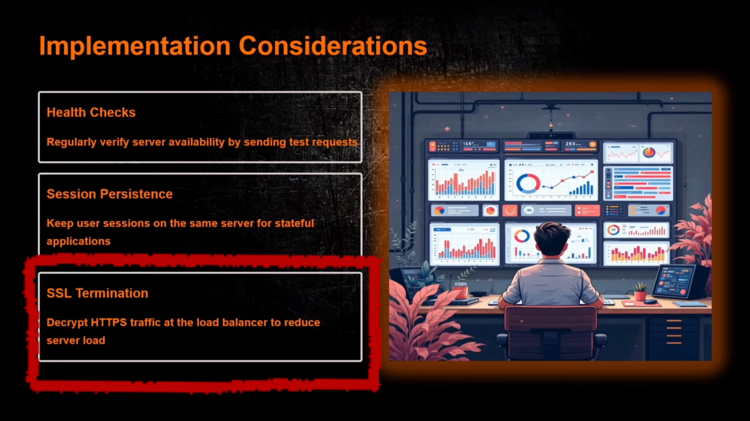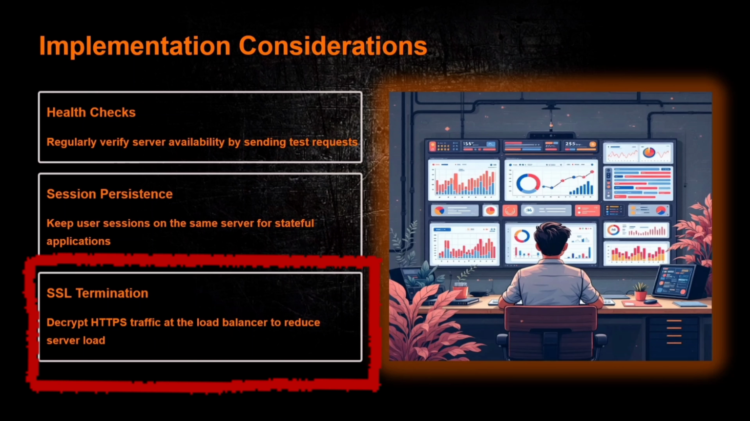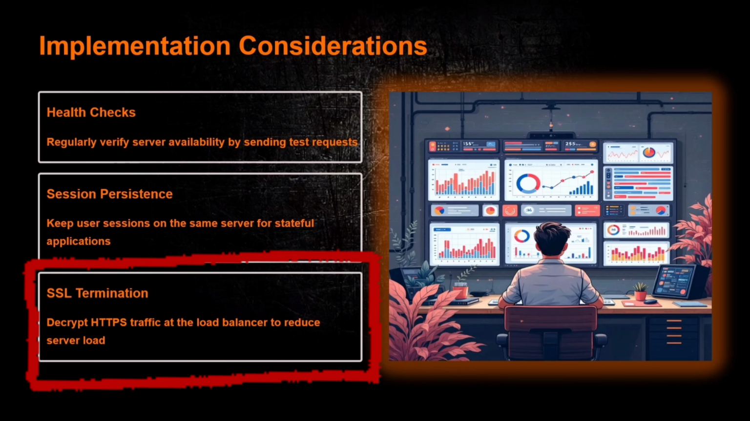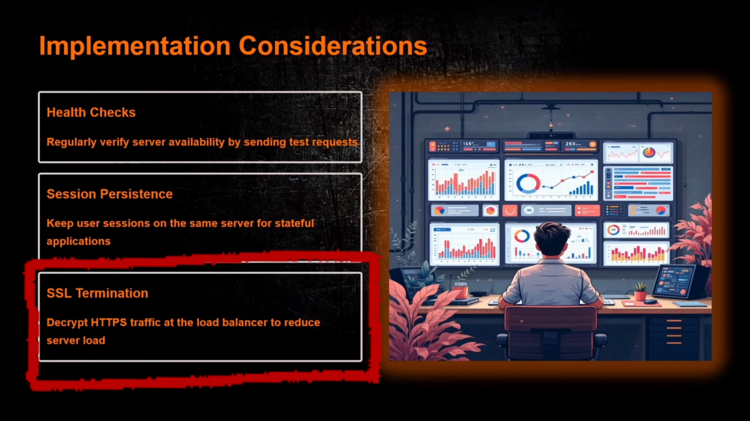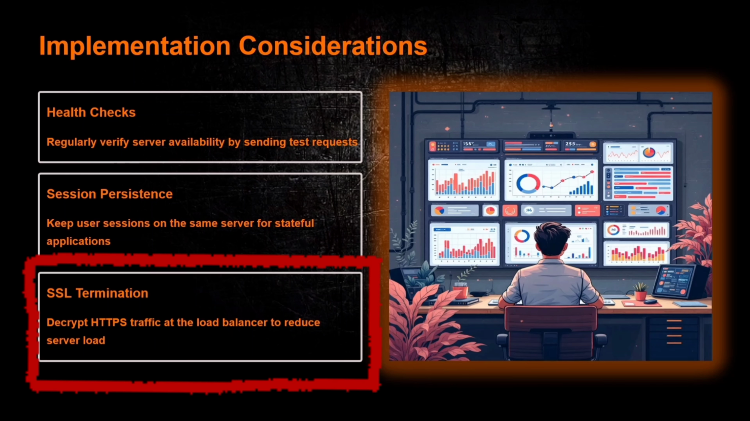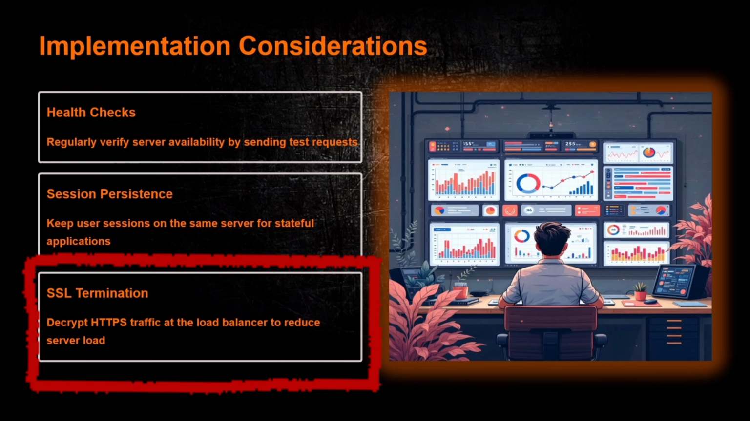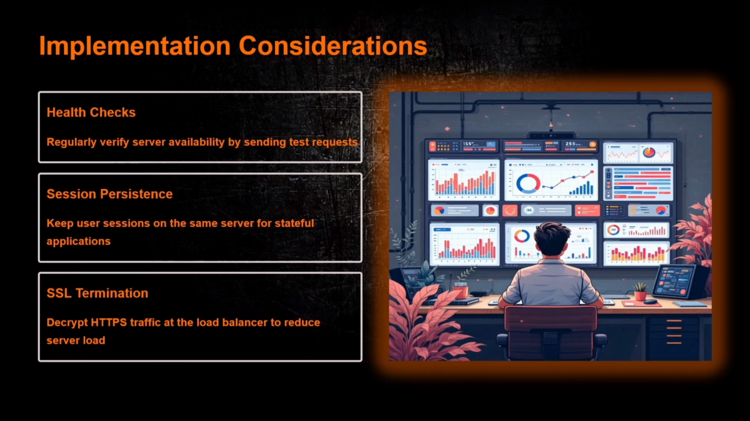Finally, SSL termination happens at the load balancer. Instead of each backend server decrypting HTTPS traffic, which can be resource heavy, the load balancer handles these decryptions. This reduces the processing load on the servers, speeding up overall performance and simplifying certificate management. Here, the load balancer decrypts the traffic at the load balancer end and sends it further to the servers at the backend. Considering these factors will help us deploy a reliable and efficient load balancing system that keeps users happy.